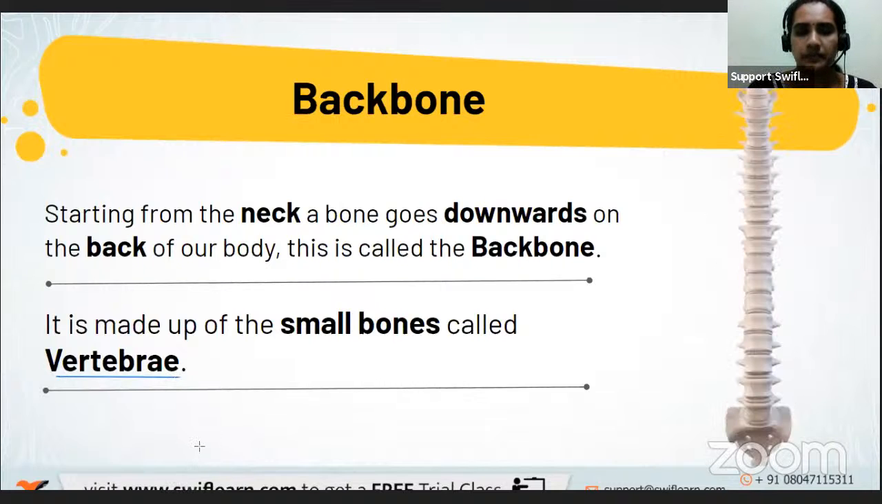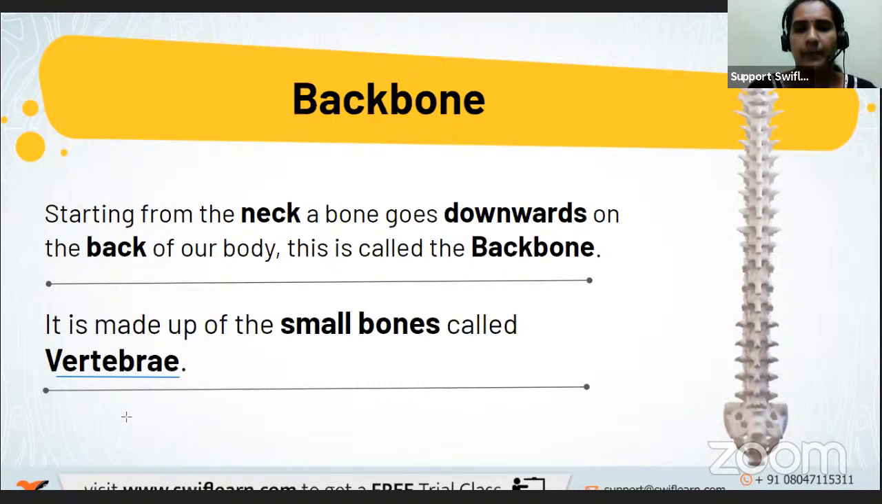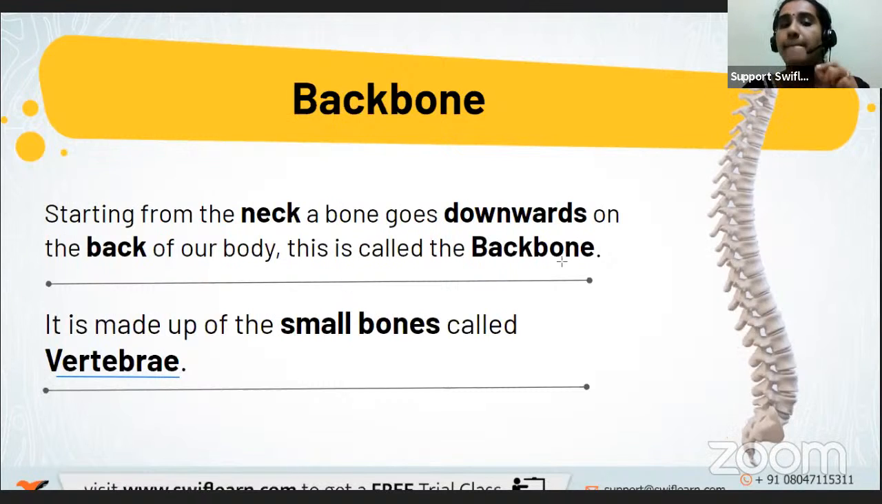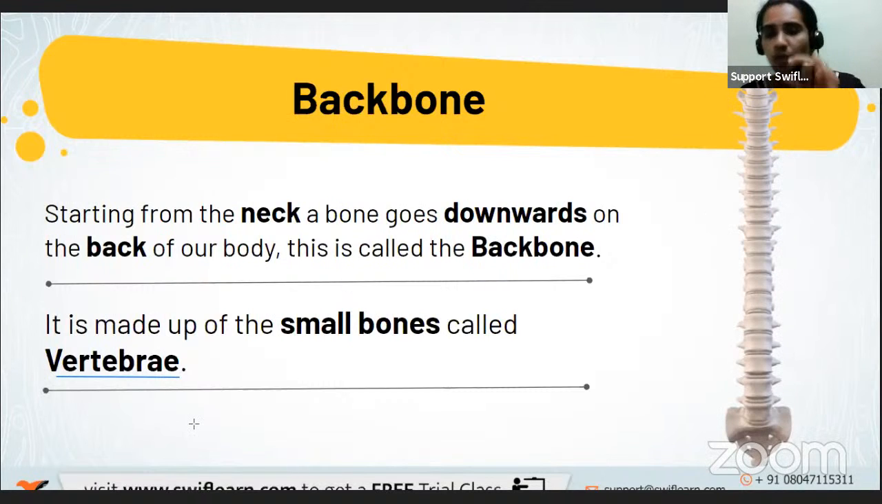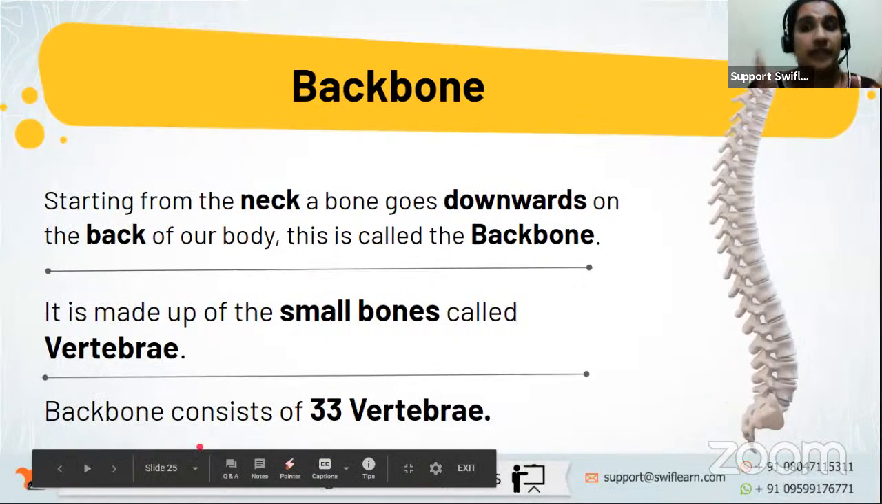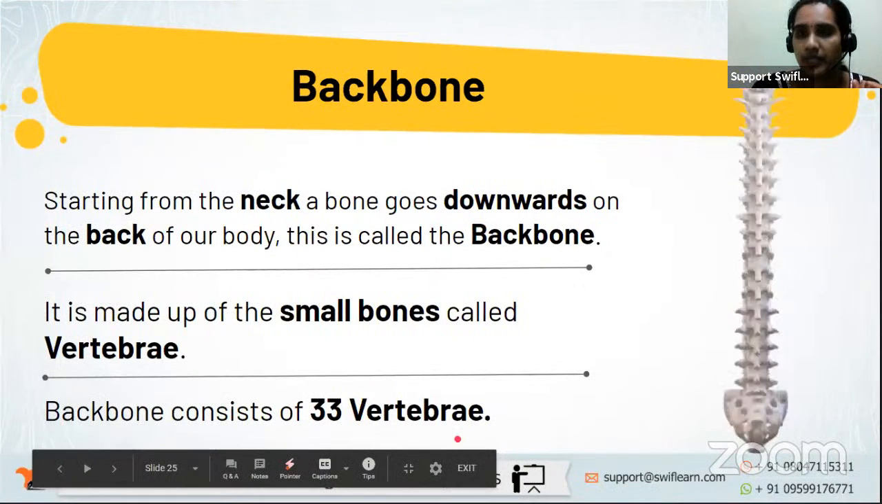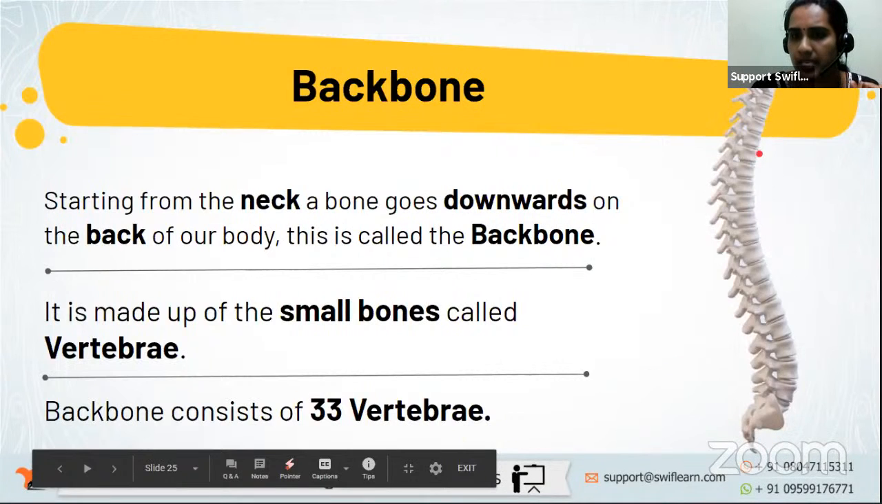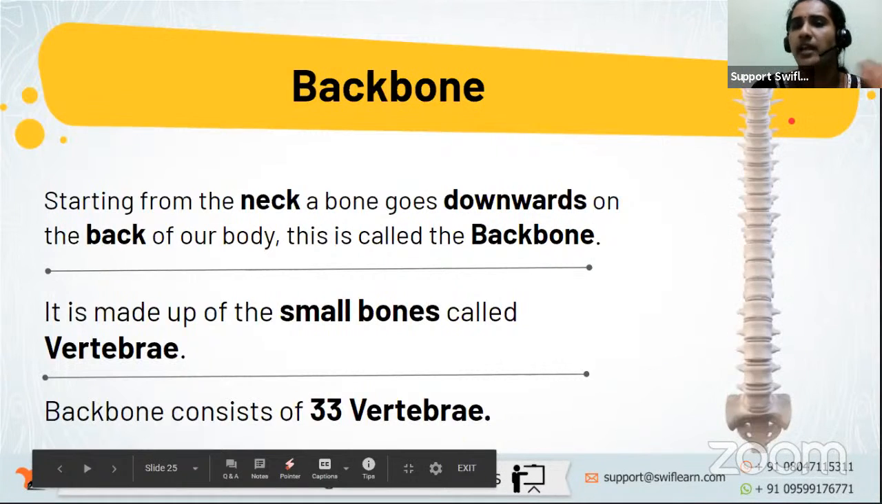Starting from the neck, a bone goes downwards on the back of the body. This is called a backbone. And it is made up of small bones, and it is known as the, anyone can say? Yes, it is known as the vertebrae, and it is an important one. Understood? Now, how many vertebrae does the backbone have? It has 33 vertebrae. Yes, 33 vertebrae are arranged in our backbone.